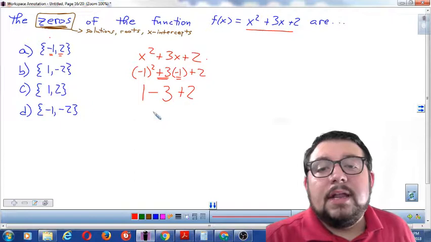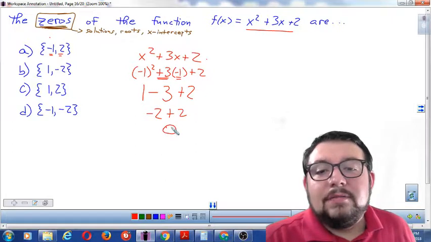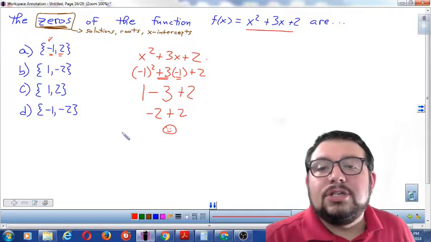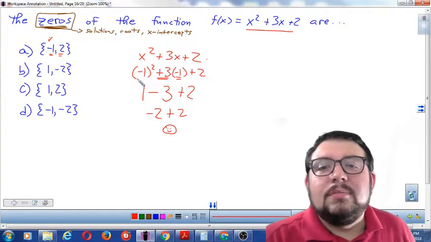Remember, 1 minus 3 is -2. And -2, we're going to add that 2 right there. And we're going to get 0. Hey, all right. So the first choice matched. Well, does that mean it's correct? No, of course not. I have to check the number 2.